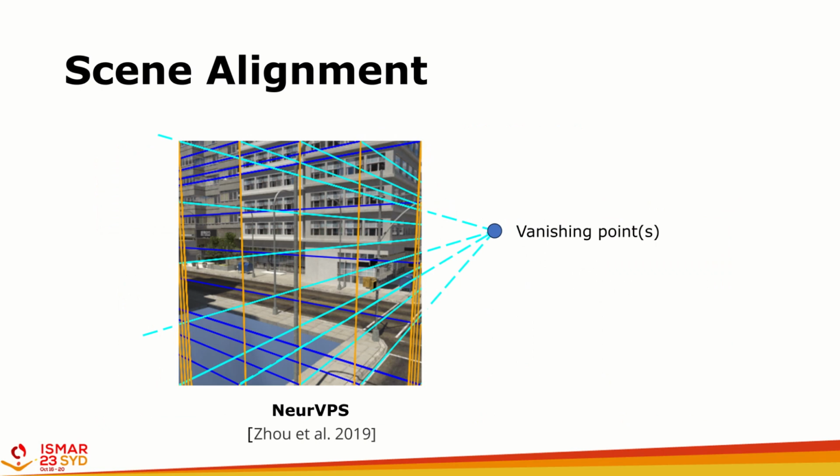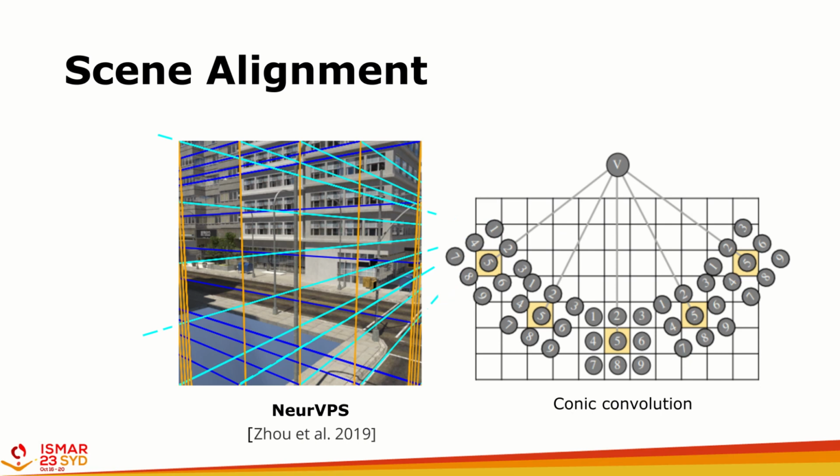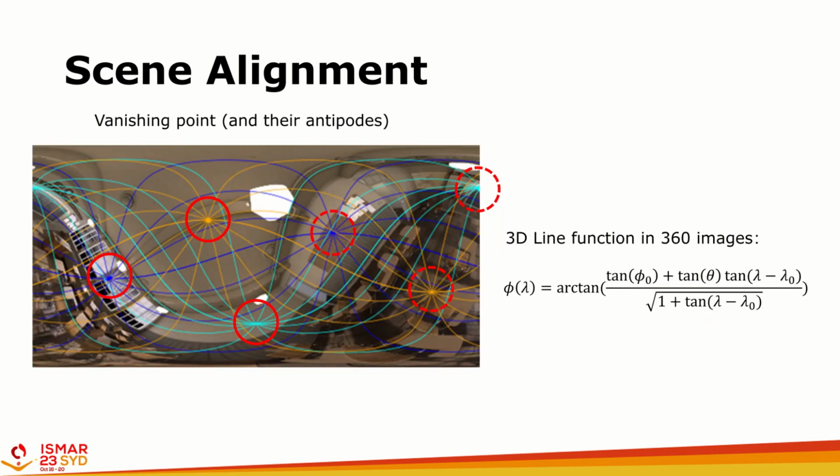The first part of our method involves scene alignment. To achieve this, we extract the scene geometry by estimating the vanishing point from both 2D perspective images and 360-degree images. We employ a convolutional network-based model, Neural VPS, which aggregates the features along the structural lines that converge at the vanishing point. Additionally, we adapt the model for 360-degree images by considering the parallel lines in equirectangular projection.